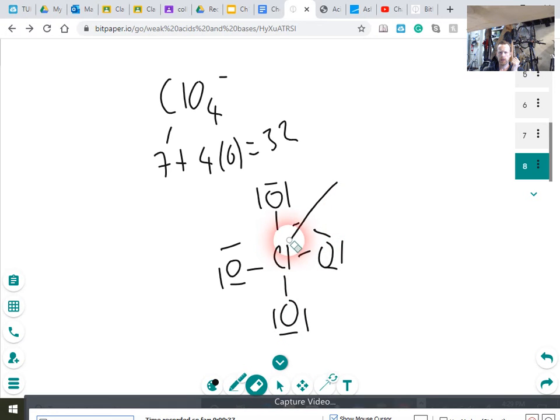The acid from this looks like, let me keep erasing this here. So the acid's connected to this. I also think it's interesting, this bond can be broken quite easily. This bond is very easily broken.